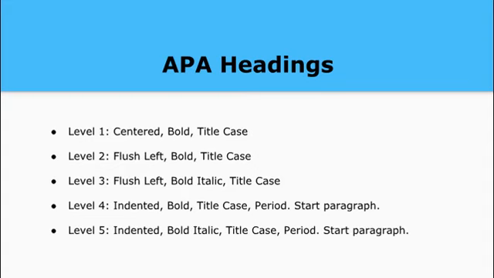Levels 4 and 5 are used for subsections. Level 4 is indented, bold, and ends with a period, followed by the paragraph text on the same line.